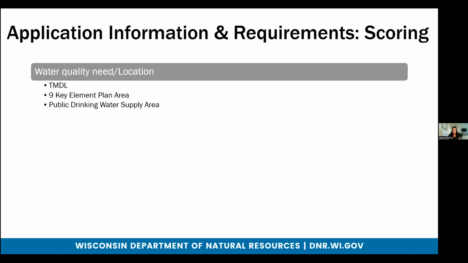And because the water quality need components are based on project location, applicants don't have the ability to modify these scores. We also provide bonus points if the grant project is within a 9 key element plan area or a public drinking water supply area.